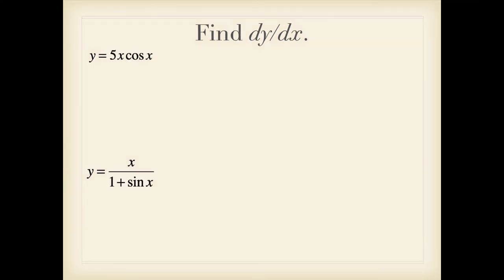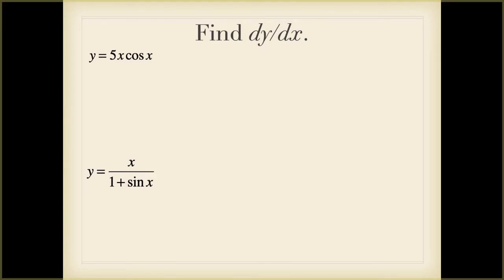Here we have 2 more functions. It says find the derivative of y with respect to x, and we have y equals 5x cosine x. For this one, we need to use the product rule because we have a function here, 5x, with the variable in it, times cosine x. So we need to use our product rule. So dy dx is the first times the derivative of the second, which is negative sine x, plus the second times the derivative of the first.